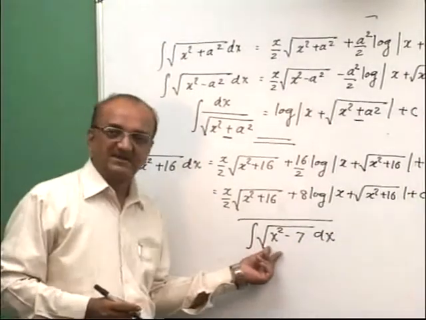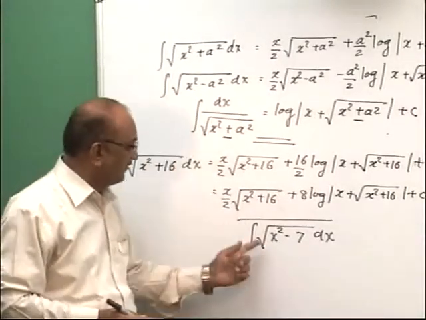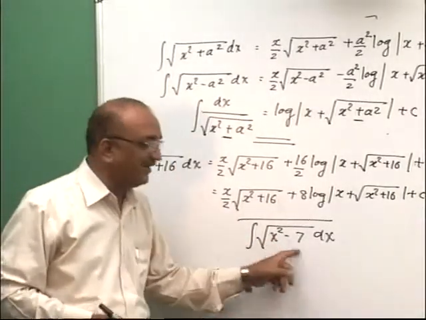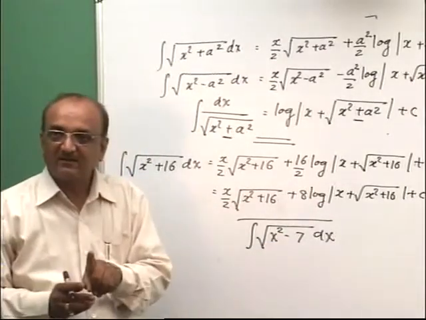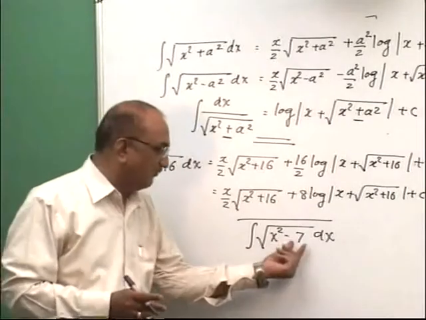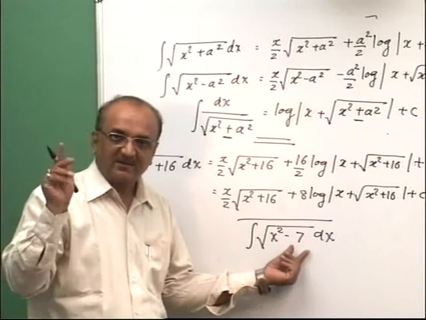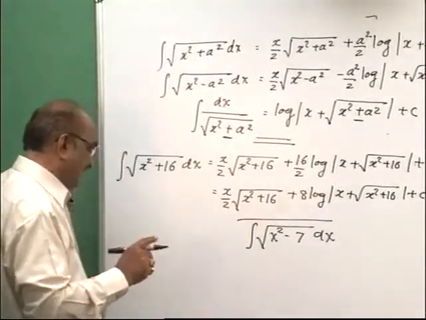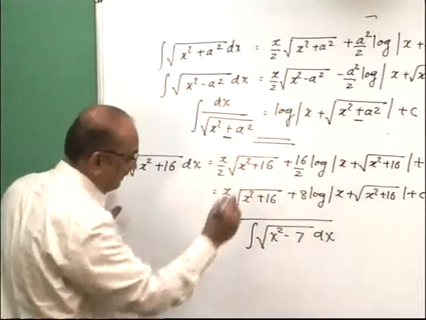This example is related with the second formula. Integration of root of x square minus a square. A square is 7. Don't take 49, it's wrong. What is the value to be given that you consider as a square? Right? You can substitute the value in the formula directly.